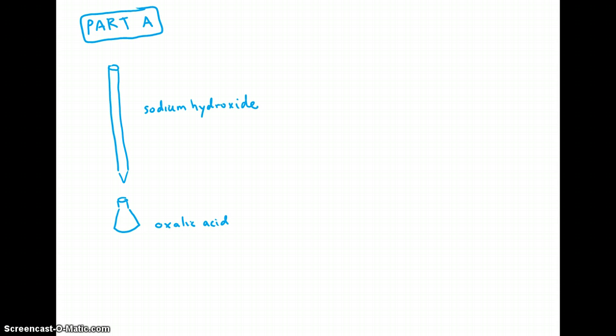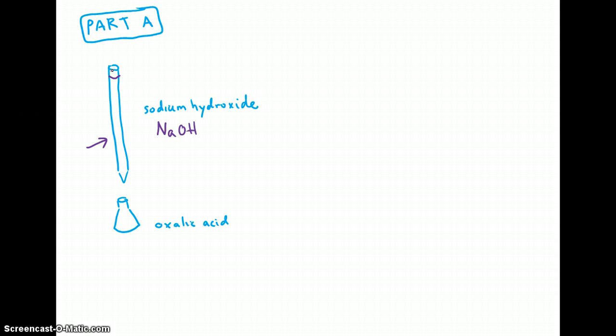Okay, so our overall goal is to figure out the molarity of vinegar. First, we have to figure out the concentration of the base. So let's go through part A first. In part A, we had a burette, which is this piece of glassware, filled with sodium hydroxide. Okay, that was NaOH. In the burette, you filled it to that 0 line marker way at the top.